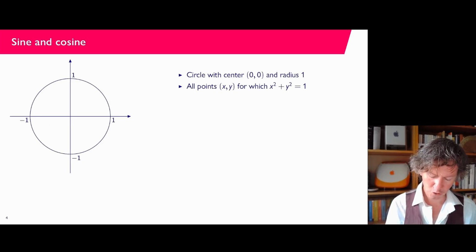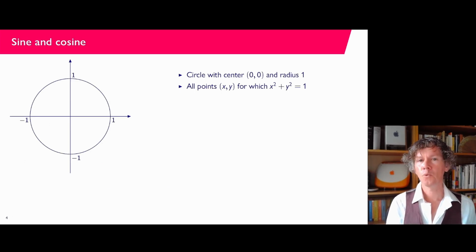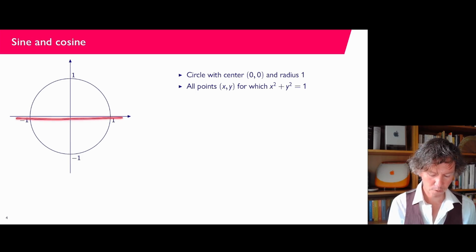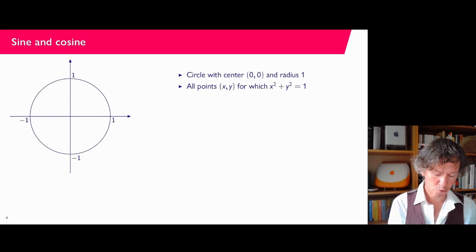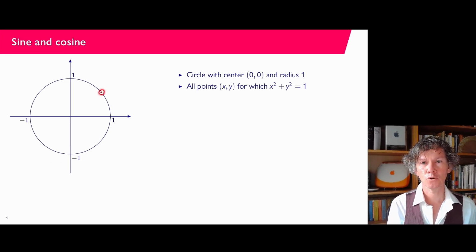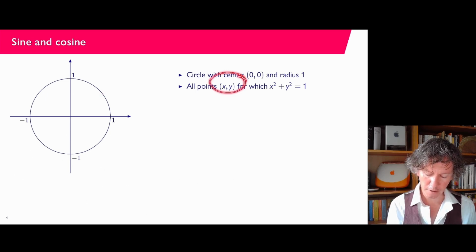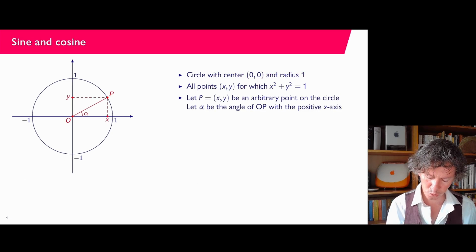Examples of such functions are sine and cosine. And the way you can define them is very simple. You take horizontal axis x, vertical axis y. You take a circle with center at the origin, radius 1. And then if you pick a point on this circle, its x-coordinate is the cosine, its y-coordinate is the sine. So we have plotted here all points x, y in the plane for which x squared plus y squared equals 1. That's precisely the circle that I drew here.